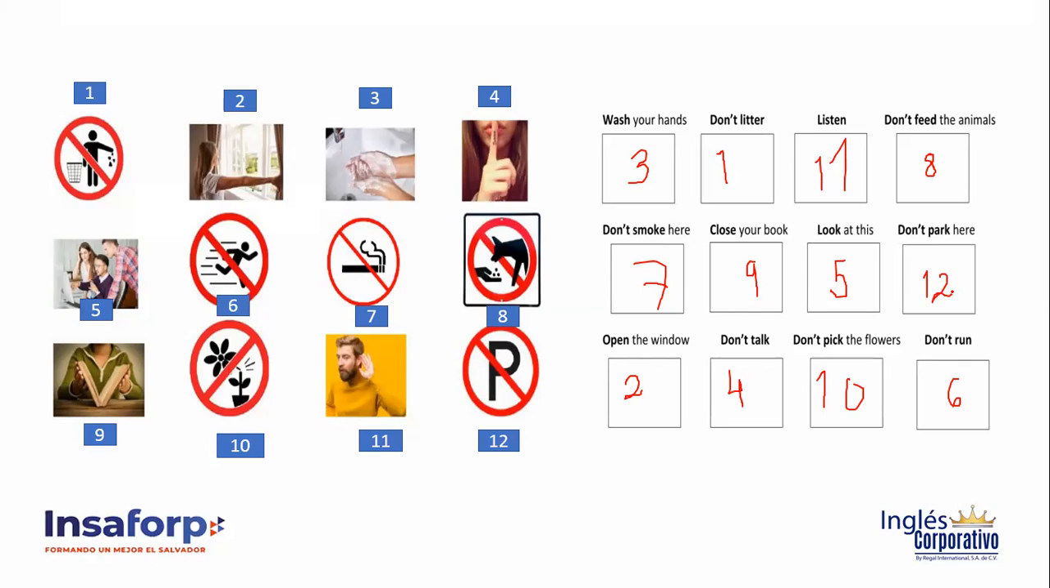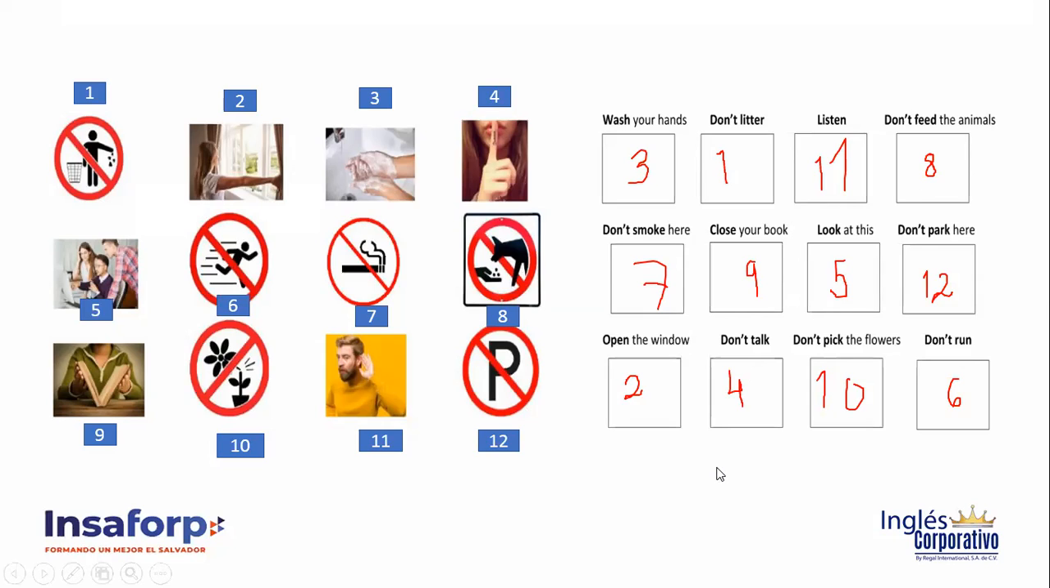So guys, you don't say no smoke or no talk or no run. No, that's incorrect. You have to say don't, okay? Don't. Don't say no litter or no park here. No, that is incorrect. You have to use don't. Don't park here. Don't speak Spanish in class. Don't eat churritos. Okay. Very good.